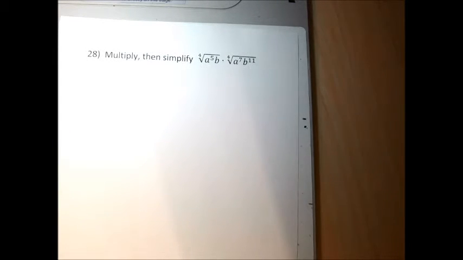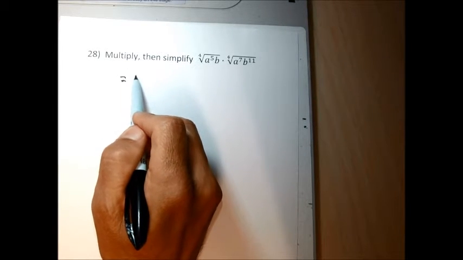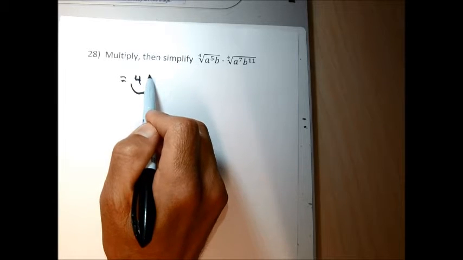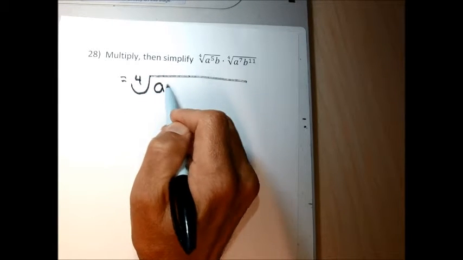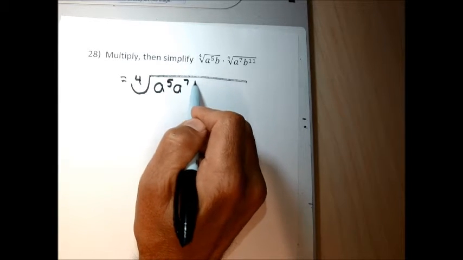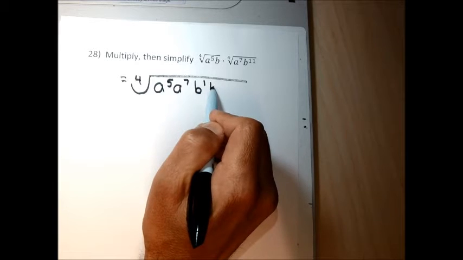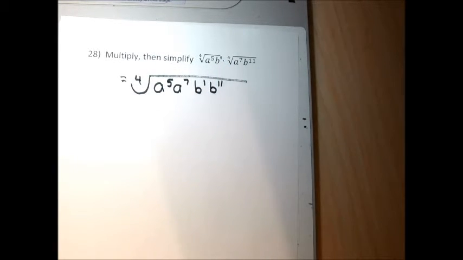Alright, the only word problem in the whole review, we're done with it. Alright. On 28, when you multiply two fourth roots, you get another fourth root. So when I do the multiplying part, I'm going to make the two radicals down to one radical. I'm going to put the a's next to each other and the b's next to each other. And the first b has an implied exponent of 1.